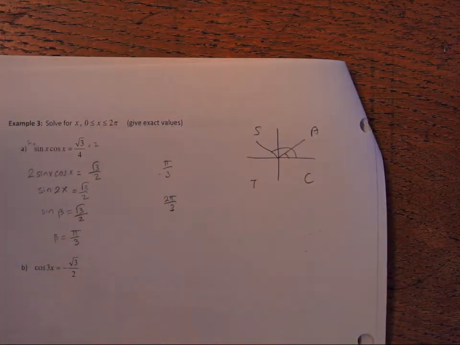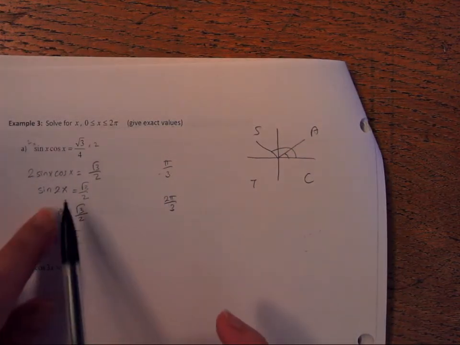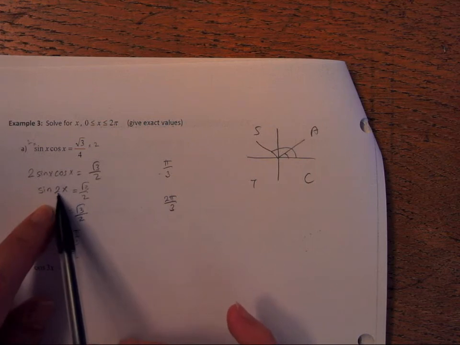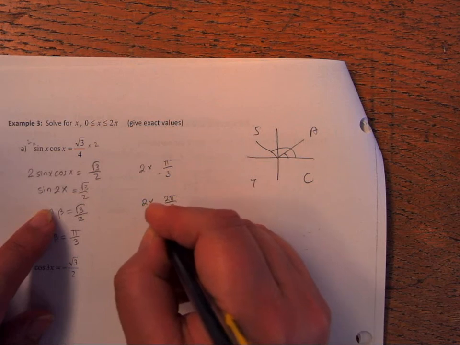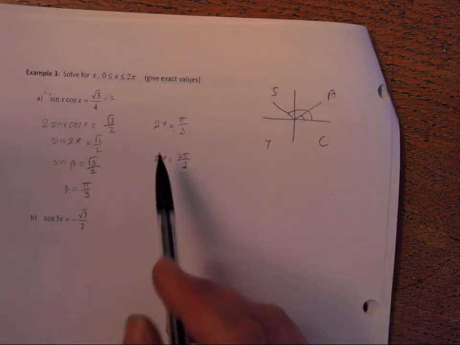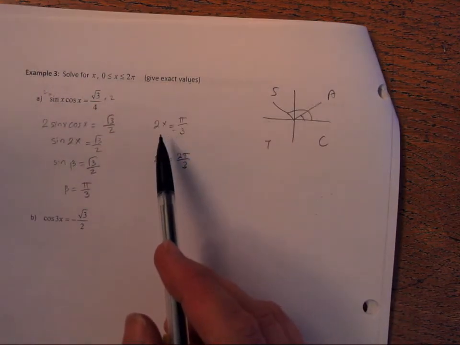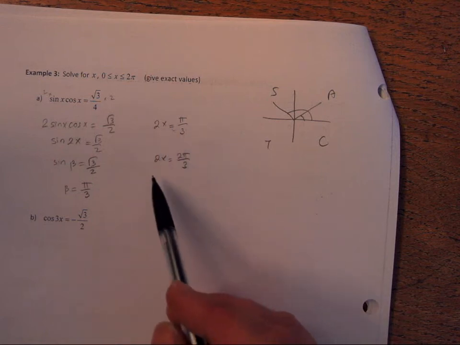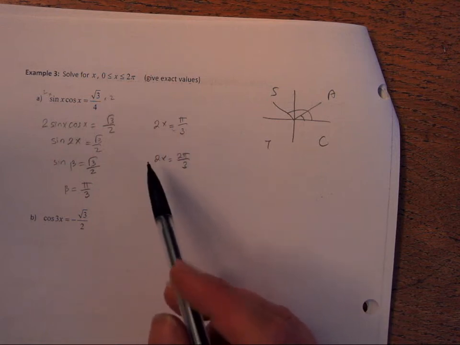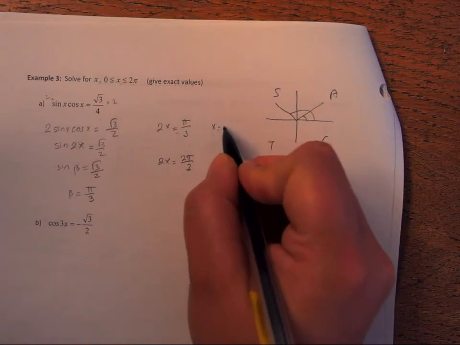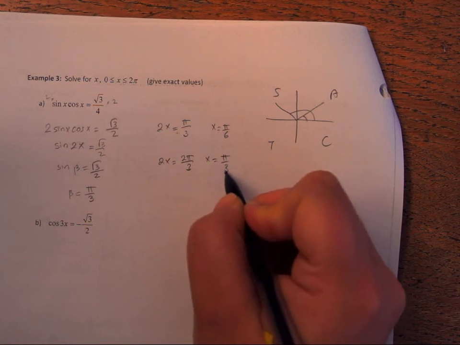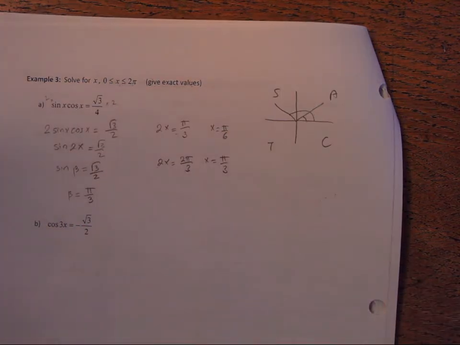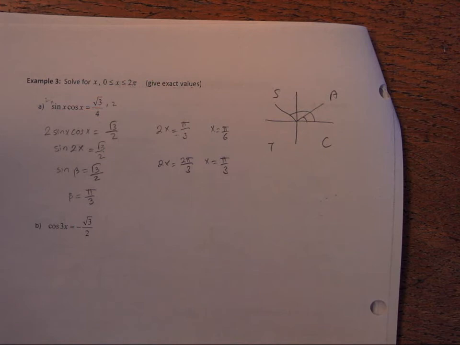But are those x? Not really, right? Those are 2x. So those are 2x and 2x. Then we can calculate x by dividing both sides by 2, right? Then we get x equals pi over 6, and this one gives you x equals pi over 3. But we are not done, and this is the reason.